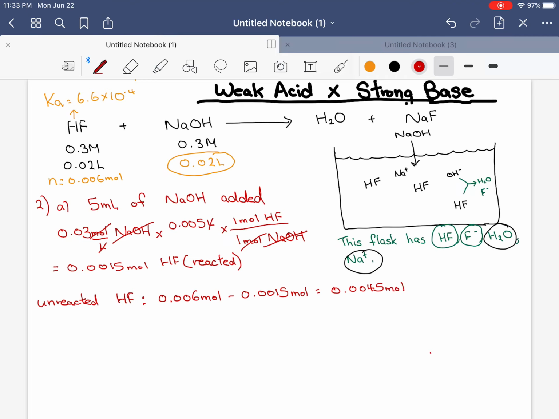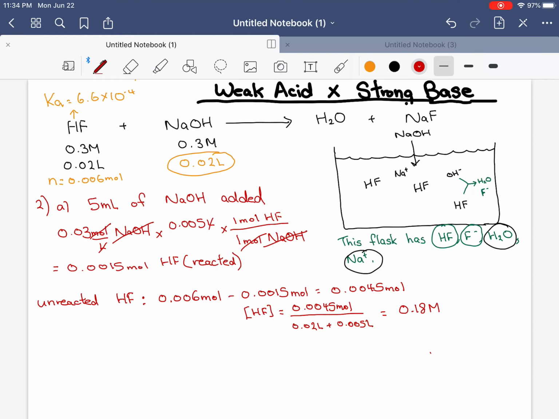Okay. Now I want to find out what the concentration is. Okay, so the concentration of HF here, that is left, is 0.0045 mole over the original volume of the acid plus the added volume of the base. And that should give me, my mental math says, 0.18. Okay. That's an important concept unique to this number, because this is the number that you're going to use to find out the pH later on.